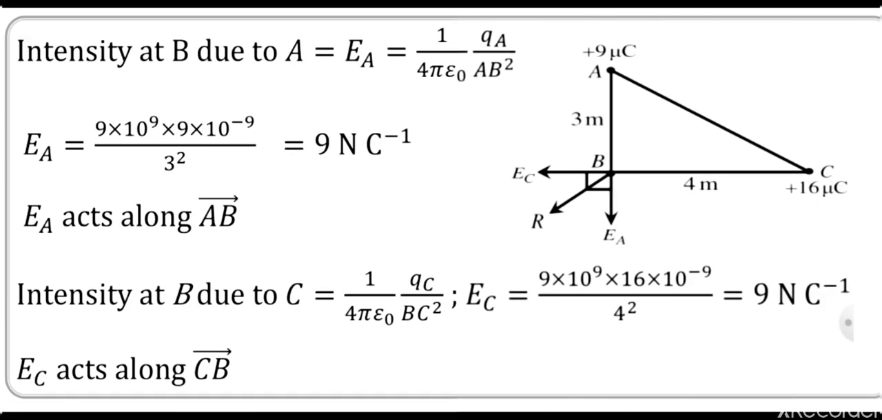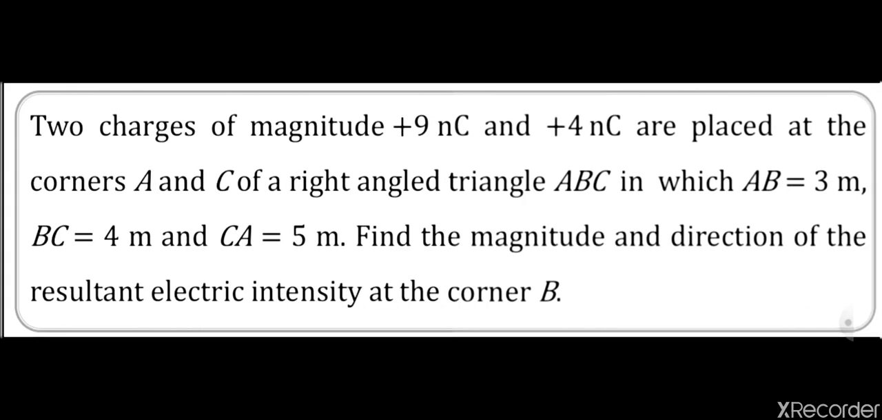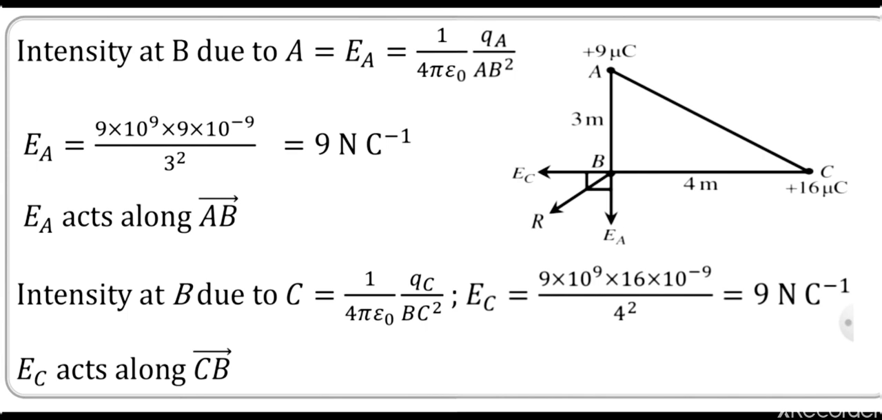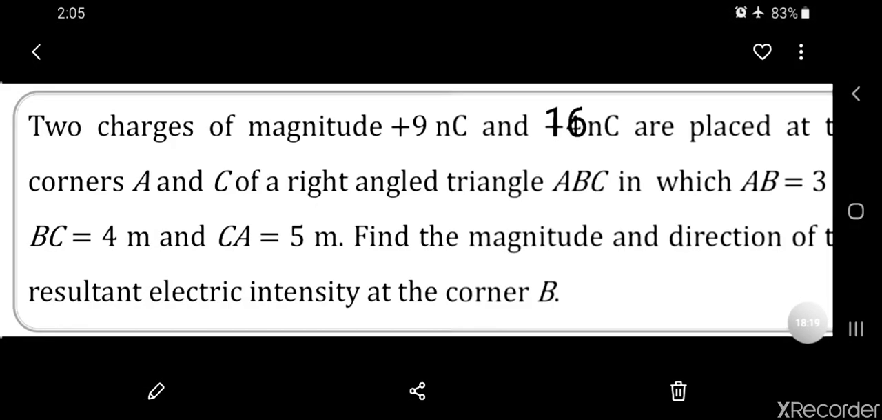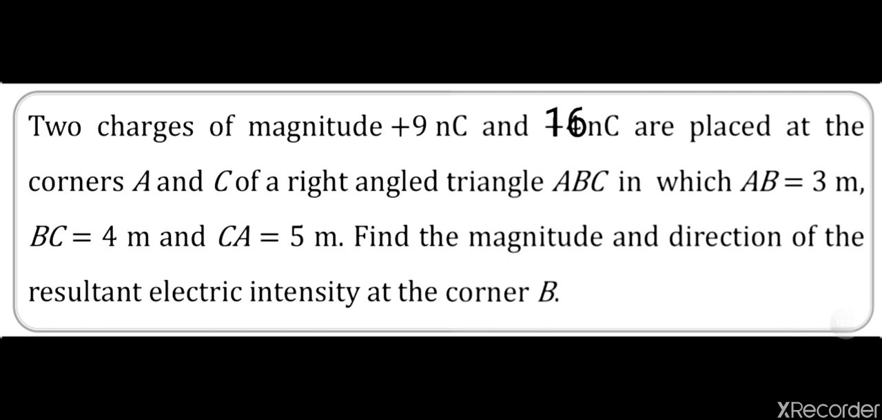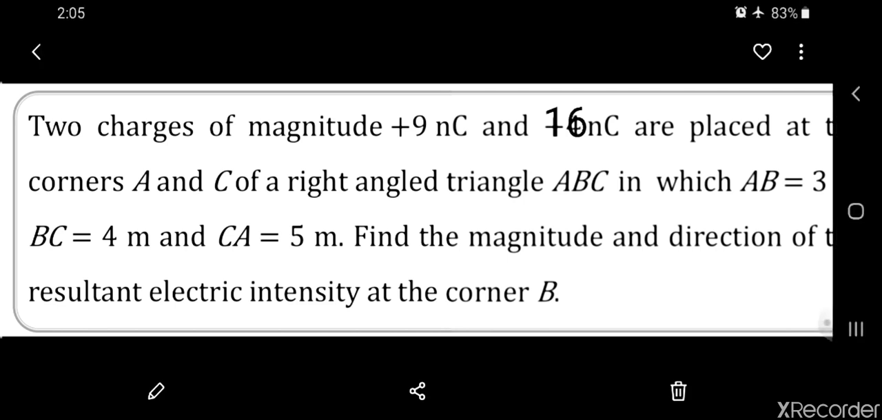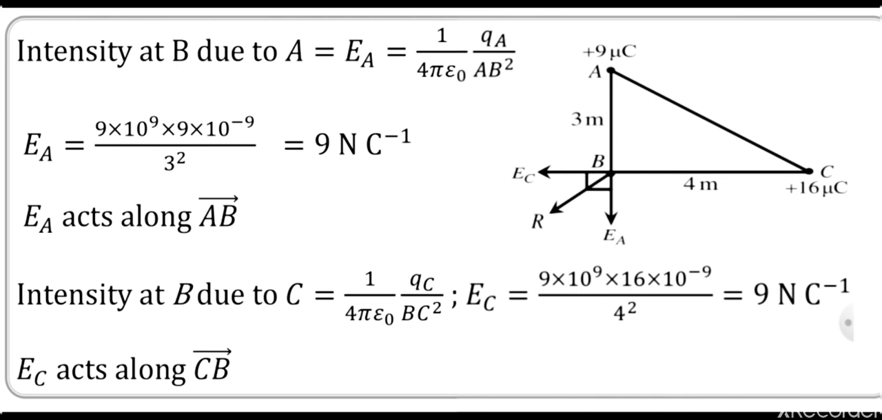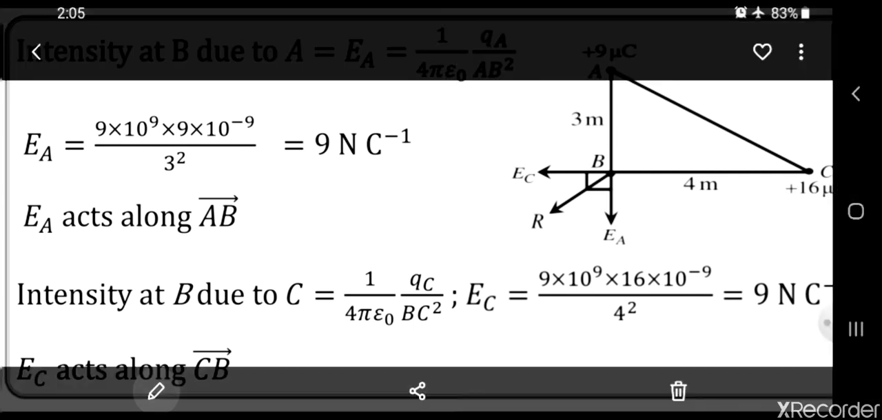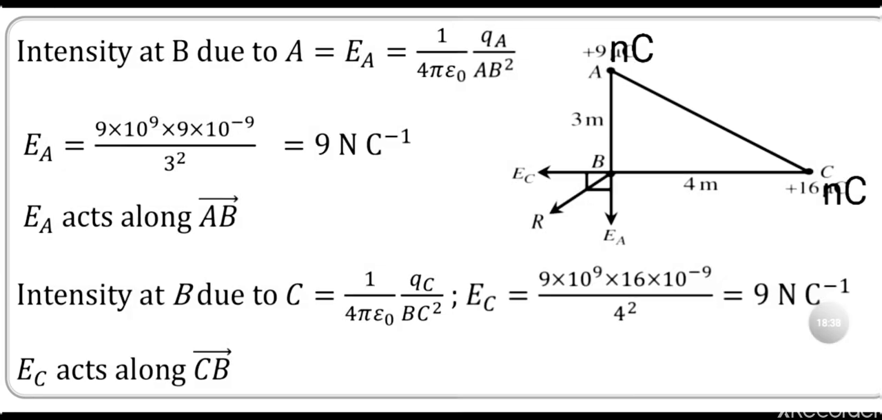Look at the diagram. Make a small correction in the question. It should be 16 nanocoulomb, plus 16 nanocoulomb, because in the diagram they have taken plus 16. So nanocoulomb it is, not micro, nano. Those two values are in nanocoulomb. First find out the EA value and then find out the EC value in the diagram.